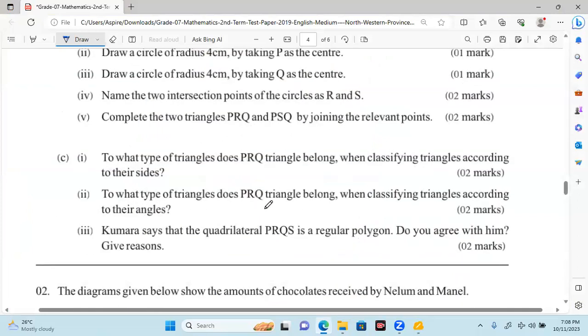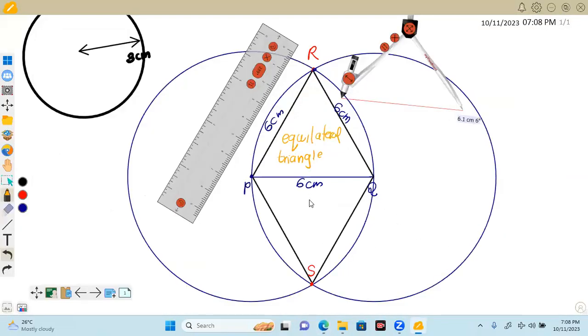To what type of triangle does triangle PRQ belong when classifying triangles according to their angles? According to the angles, this belongs to the acute angle triangle, because all the angles within this triangle are acute angles.